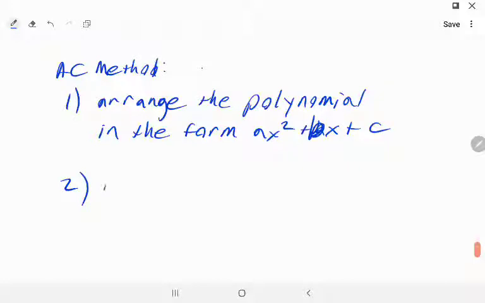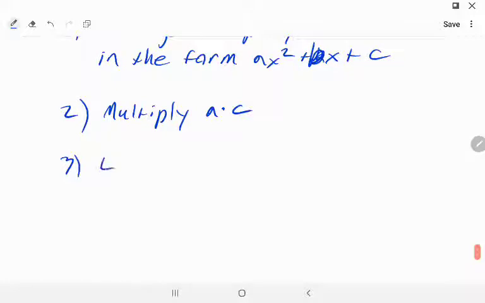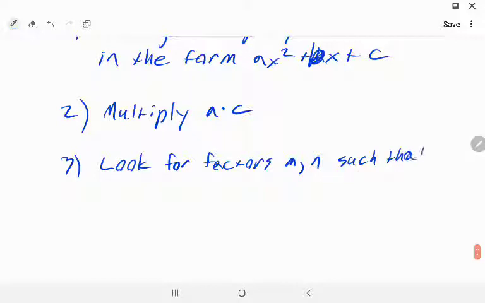Step 2, we multiply the coefficients a and c. So we multiply a times c. We now look for factors m and n, so that should sound familiar, such that m times n equals a times c, and m plus n equals b. This is a very similar process to what we saw for factoring polynomials of the form x squared plus bx plus c.